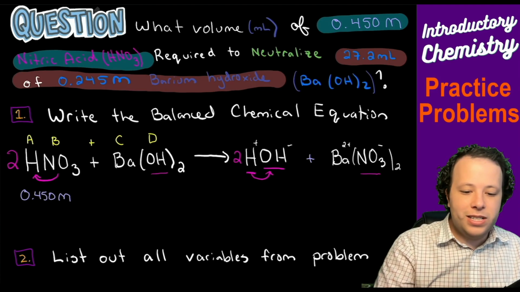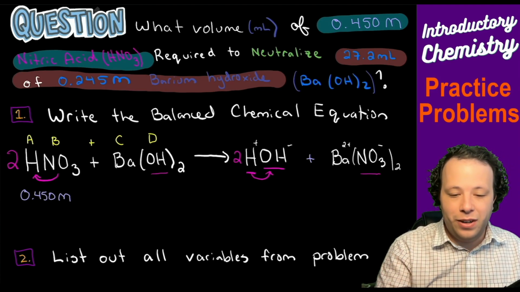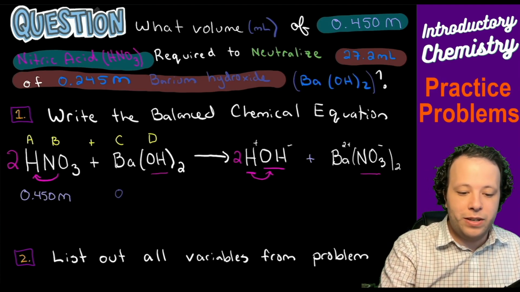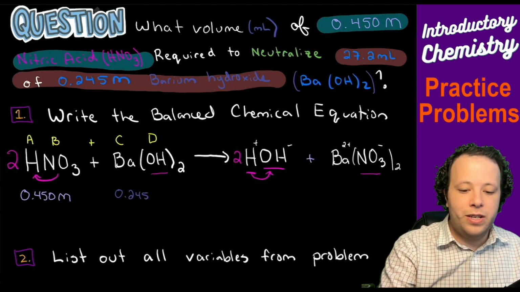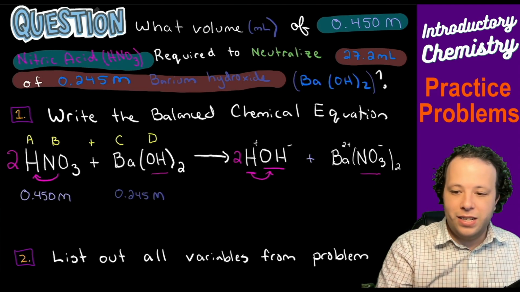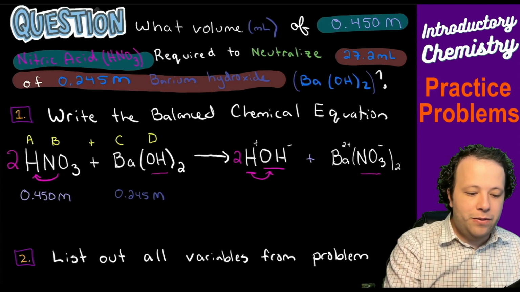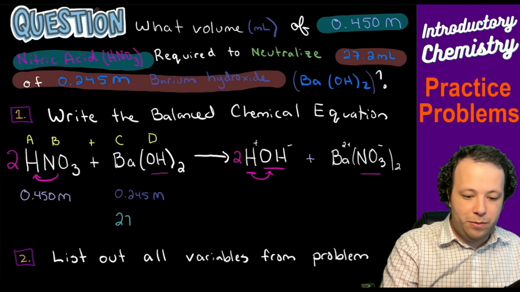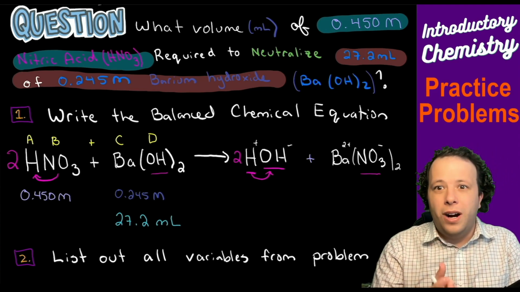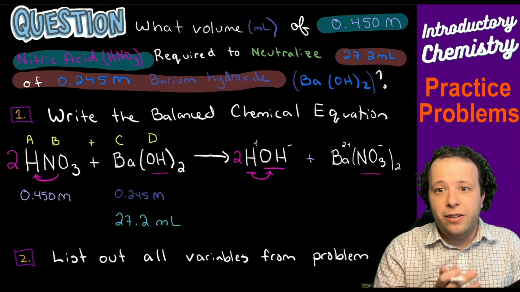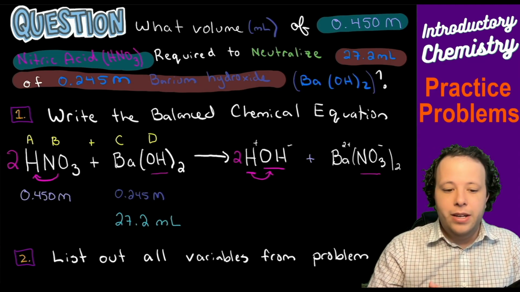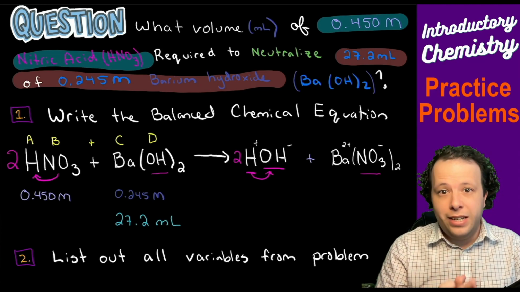And then we were also given the concentration and volume of barium hydroxide. So we have 0.245 molar of barium hydroxide, and it has a volume of 27.2 milliliters. Why do we do this? Because it helps tell you where to start the problem. Our next step is to do stoichiometry.